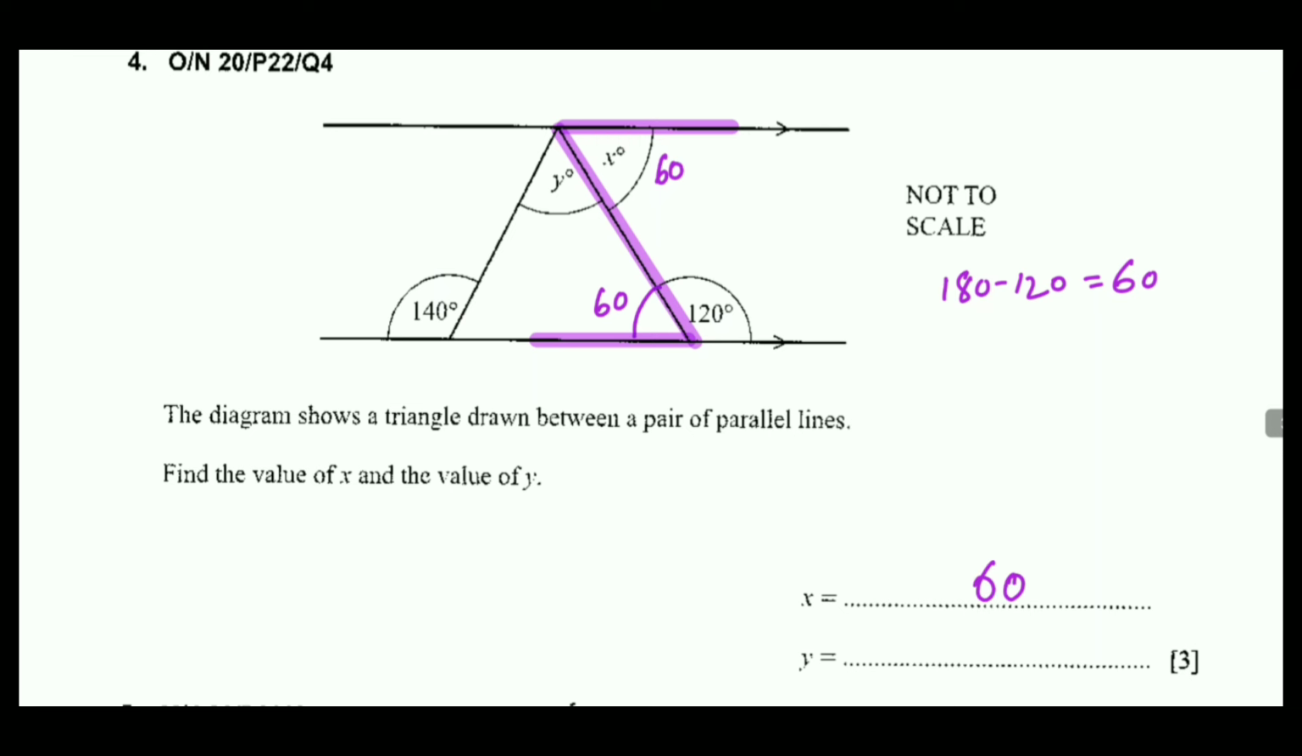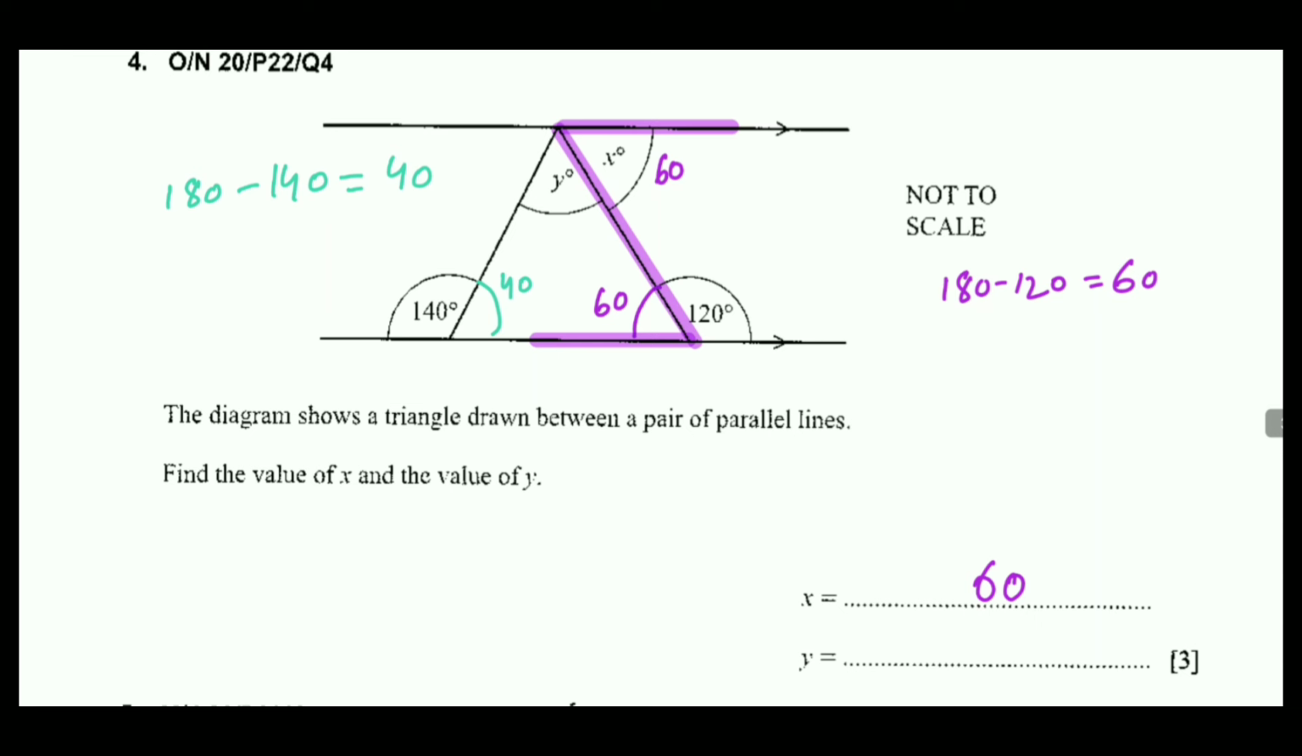Okay, so how to find y now? For this, first of all, we should know the second angle, that is this one. So we will find this angle with the same method. 180 minus 140, that is 40. So 180 minus 140 is 40. It means this angle is 40.